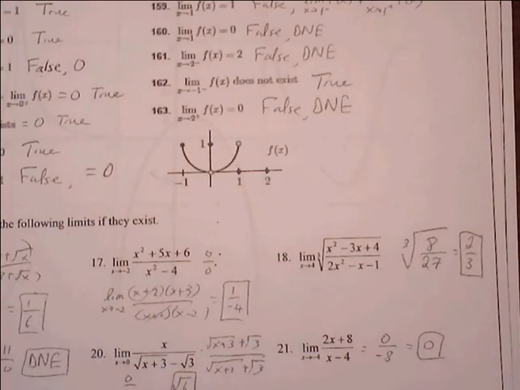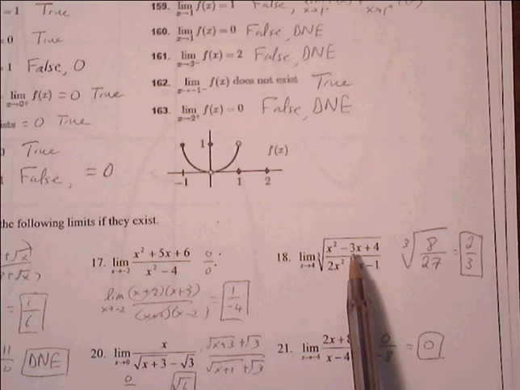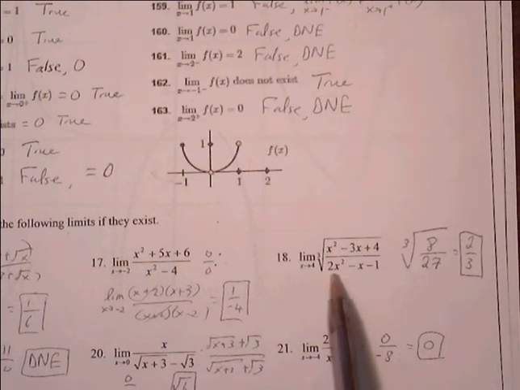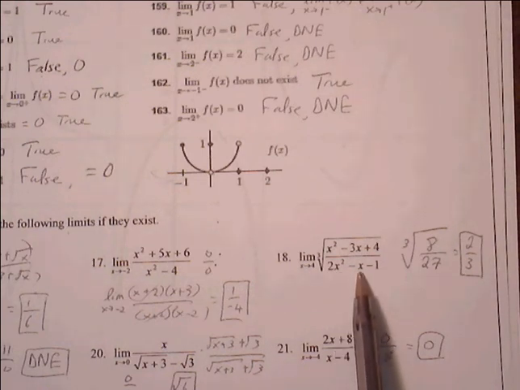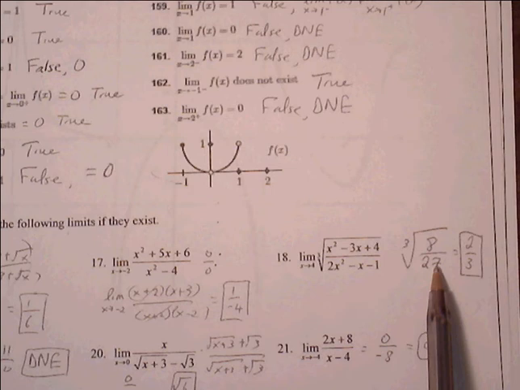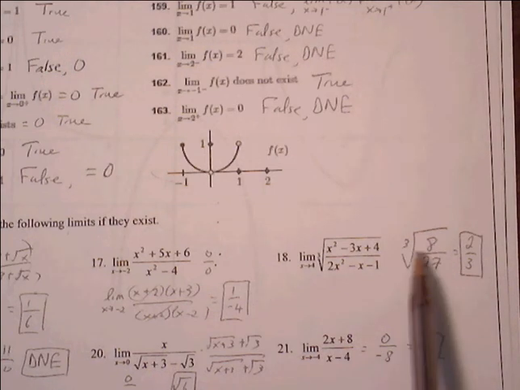Okay, first thing we do is we plug 4 in for x. We get 16 minus 12, which is 4. 4 plus 4 is 8. 4 in for x, we get 16 times 2, which is 32. 32 minus 4 is 28, minus 1, 27. So we're left with cube root of 8 over 27. Cube root of 8 is 2. Cube root of 27 is 3. So therefore, our limit is 2/3.